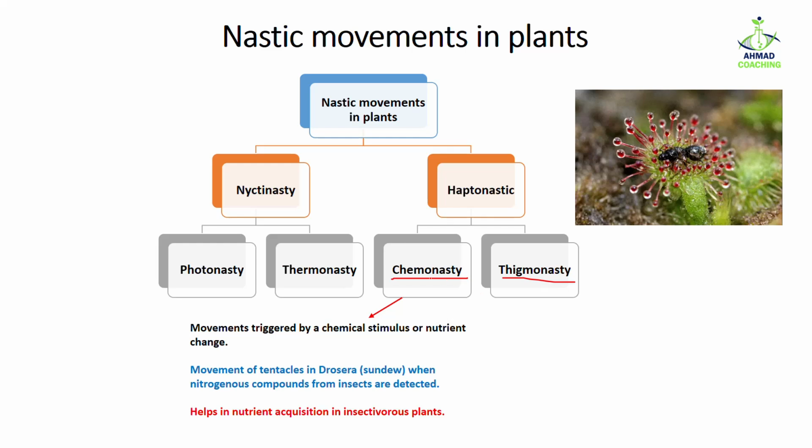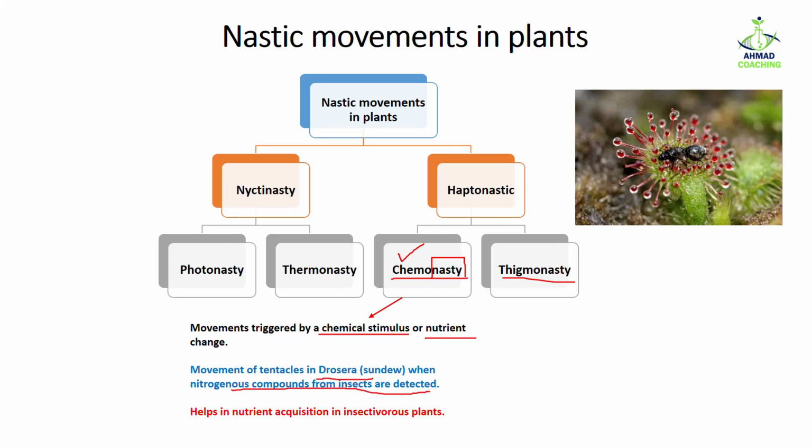Chemonastic, again, the nastic movements are non-directional and result in the firmness or change in the structure of plant tissue, and this change is happening because of chemo, or chemicals. So these movements are triggered by chemical stimulus or nutrient changes. For example, the movement of tentacles of the sundew or Drosera plant when nitrogenous compounds from insects are detected.